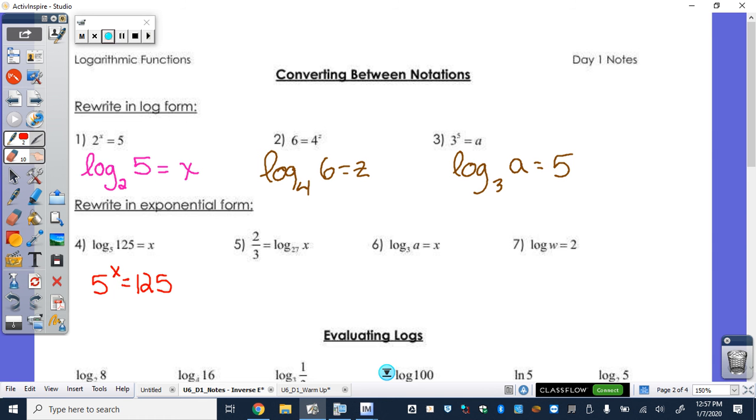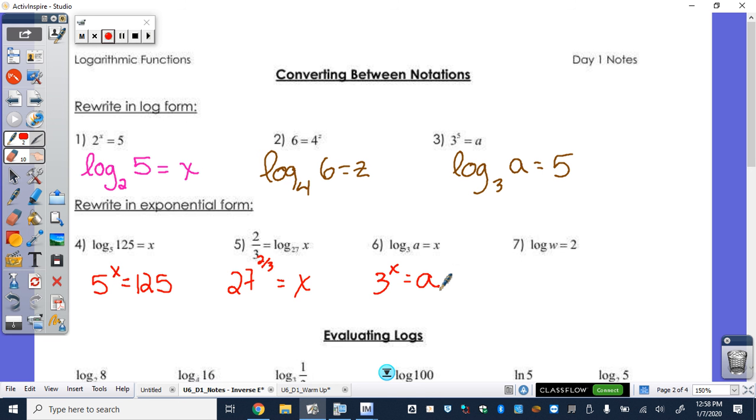Number 5, what's our base? 27. Exponent? Thirds. And we're going to equal x. So 27 to the 2/3 equals x. 6, what's our base? 3. Exponent is x. And it equals a.